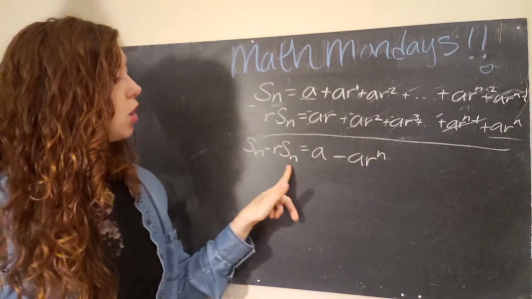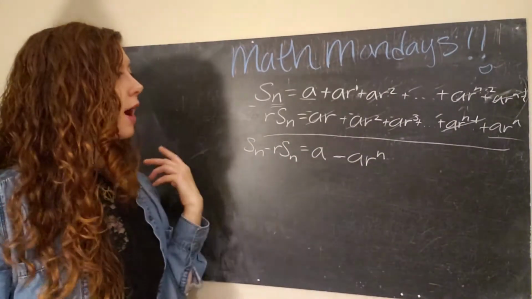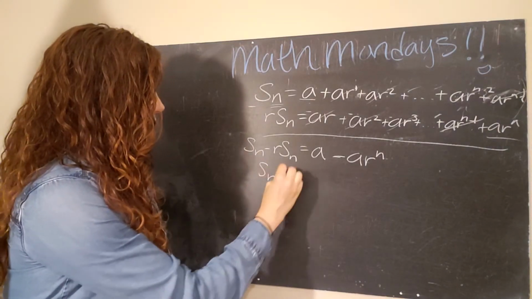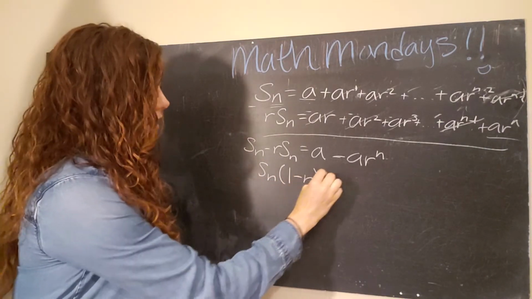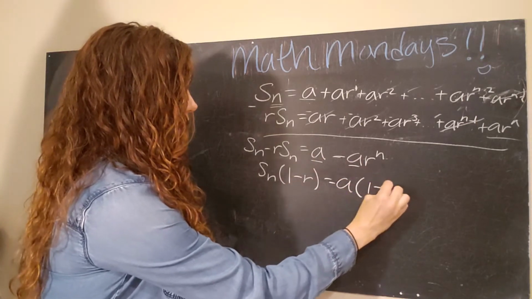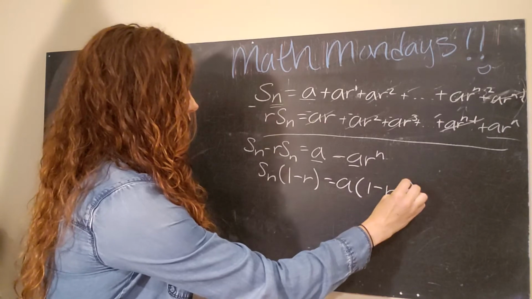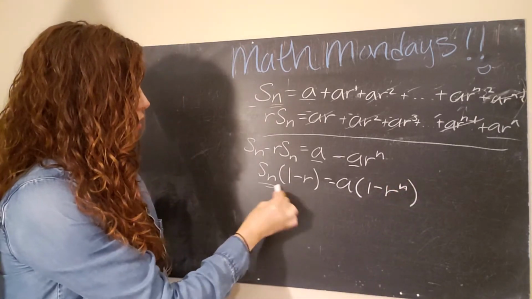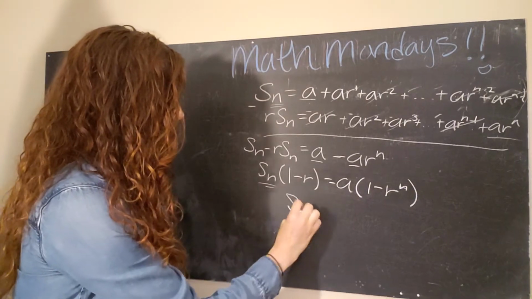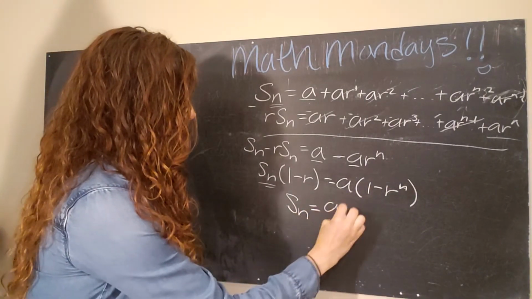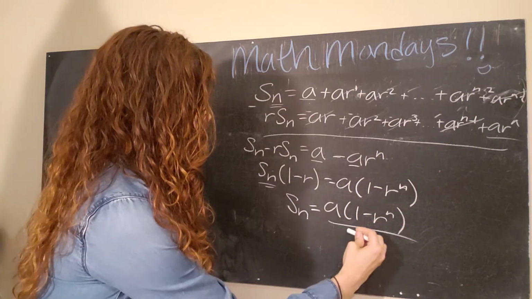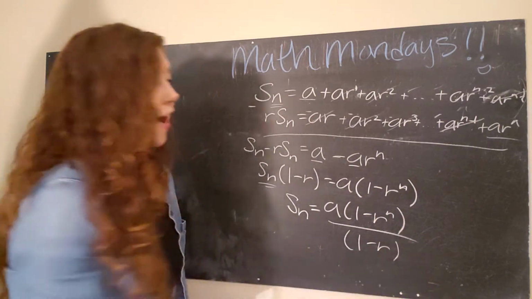And so we can solve for the sum of our geometric series. So we can pull out Sn, and we get 1 minus r equals, we can pull out an a times 1 minus r to the n. And now we can solve for Sn by dividing both sides by 1 minus r. So Sn equals a times 1 minus r to the n divided by 1 minus r.